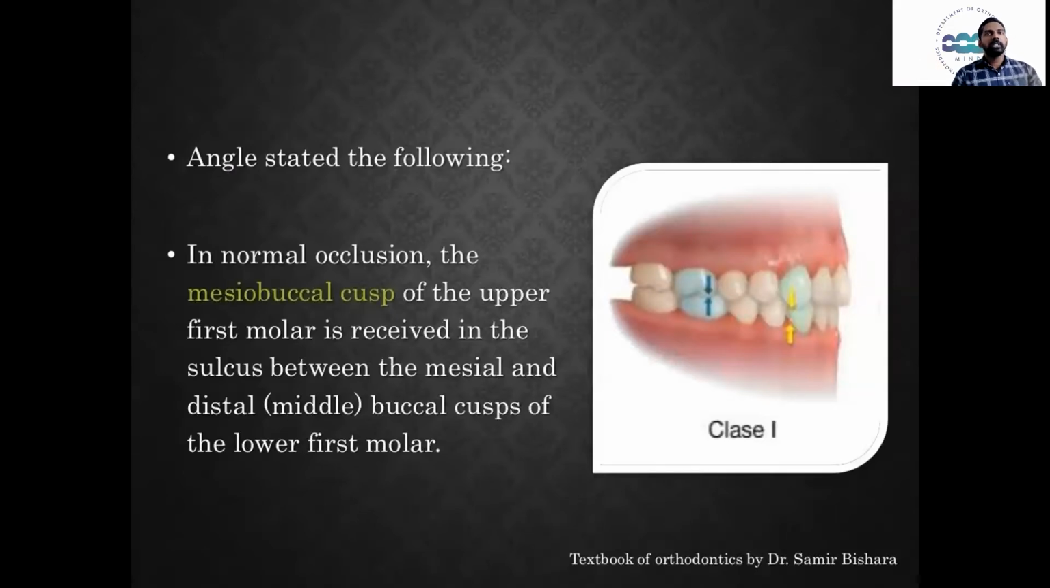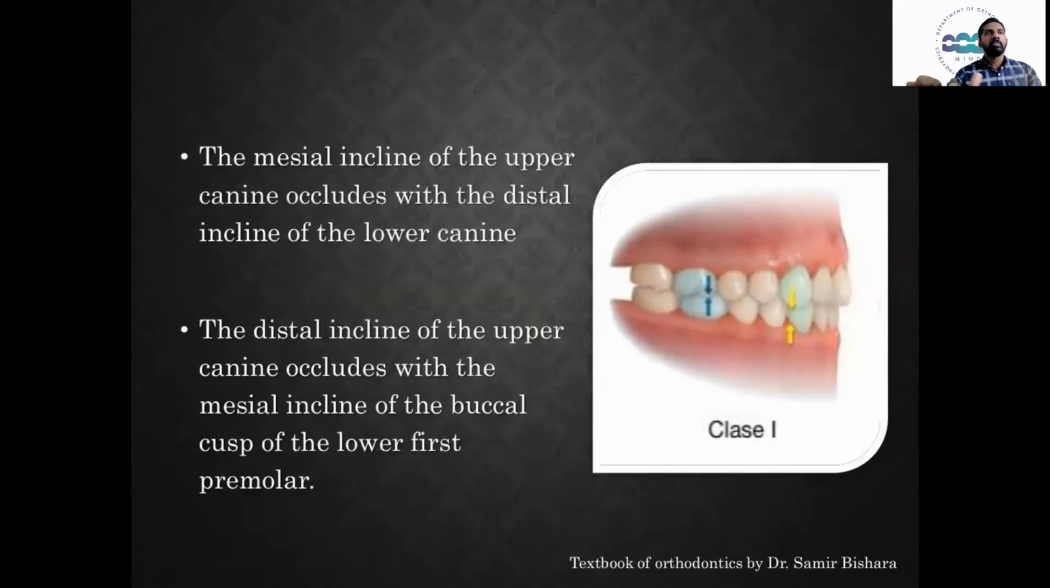Class 1, as the picture shows, is when the mesiobuccal cusp of the upper first molar occludes on the mesiobuccal groove of the mandibular first molar. This is the class 1 occlusion or class 1 relationship. In the canine, the mesial incline of the upper canine occludes with the distal incline of the lower canine. This is Angle's class 1 canine relationship.